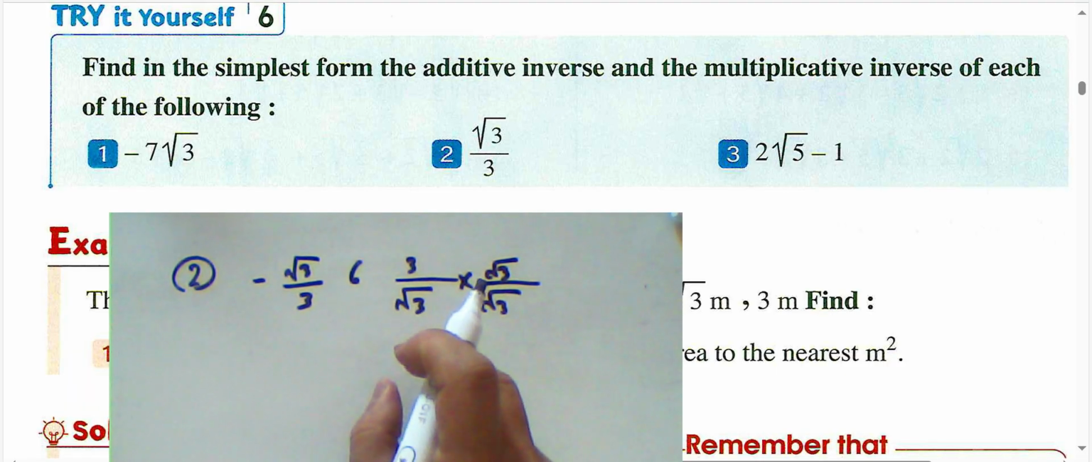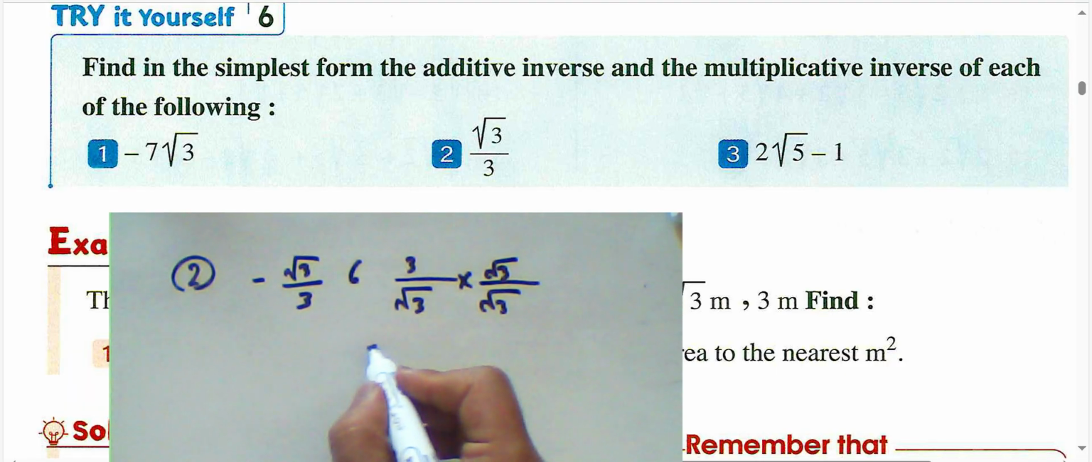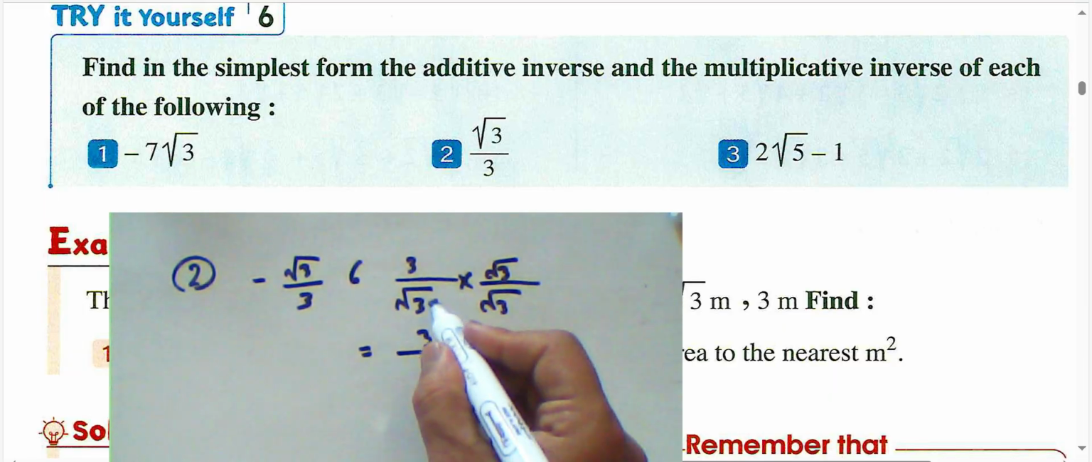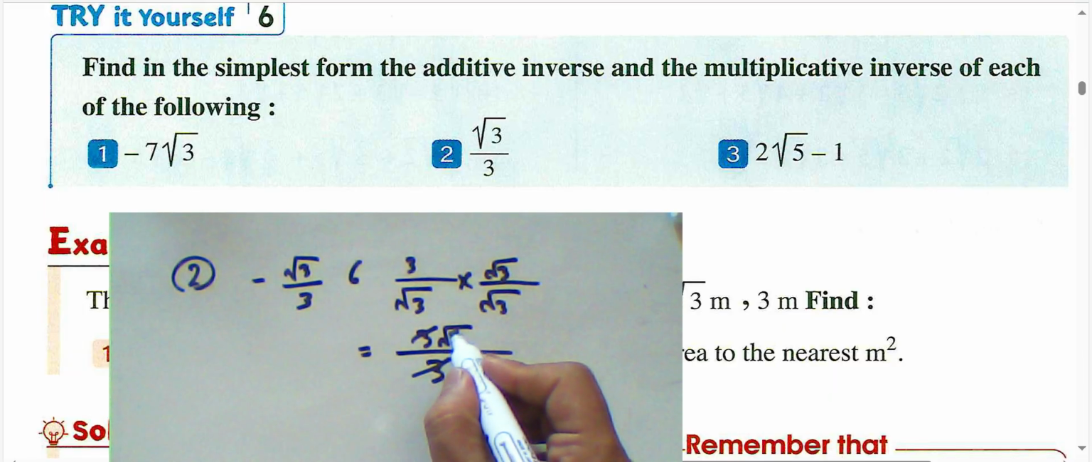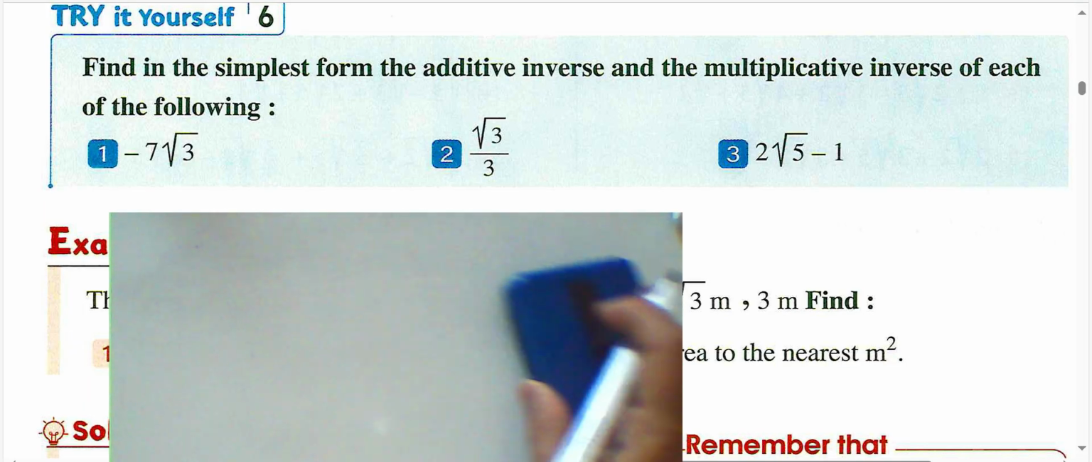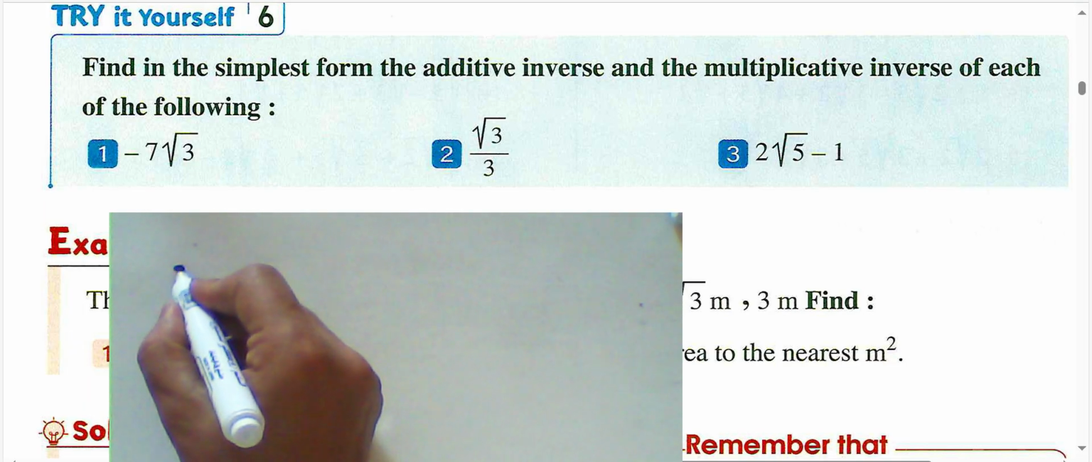The denominator must be a rational number. Multiply by root 3, then root 3 times root 3 equals 3. We have a numerator 3 times root 3. We can divide 3 by 3, 1. 1 times root 3 equals root 3, then the answer will be root 3. Next, question number 3.